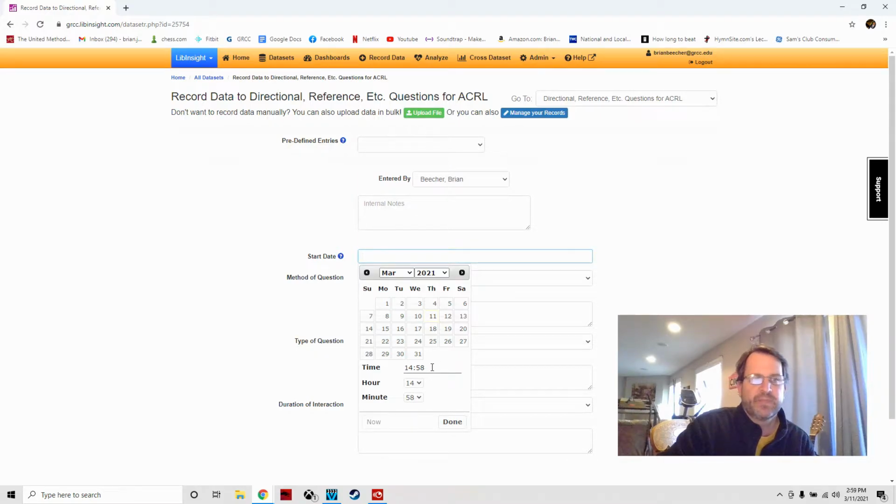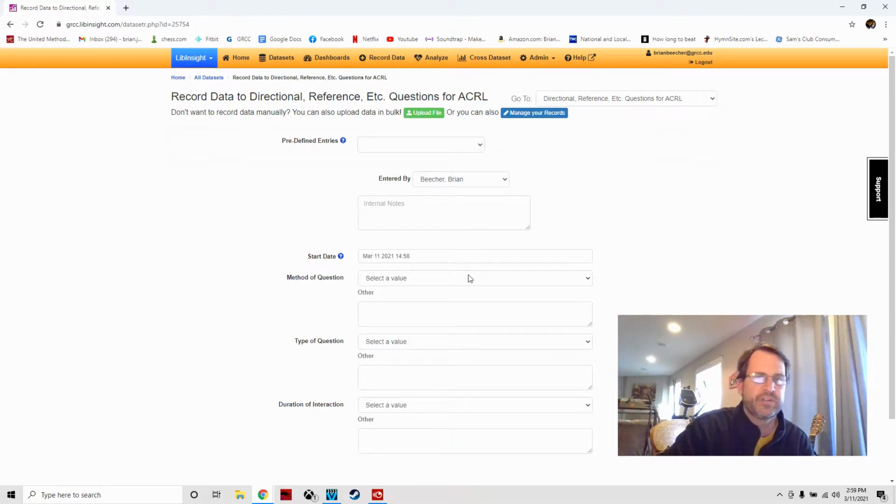But according to military time, they say it's 14:58. I don't know why it always comes up military time. So I'm going to click on this 11th, and you'll see it timestamps right there. So we want to have that. That's important, so that we know when these things are happening, because remember, we're tracking the questions.